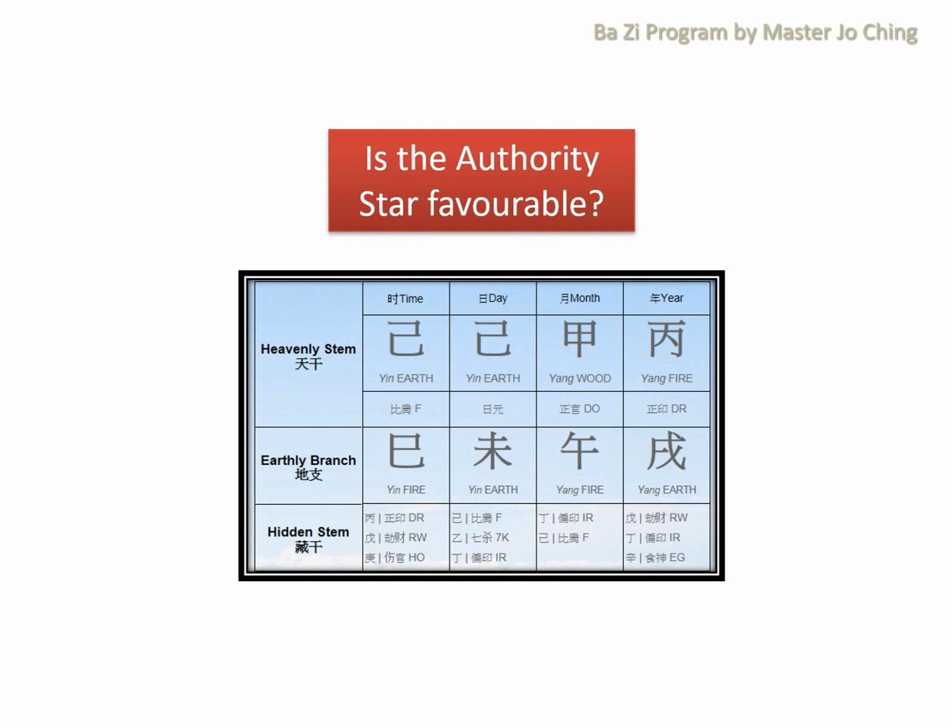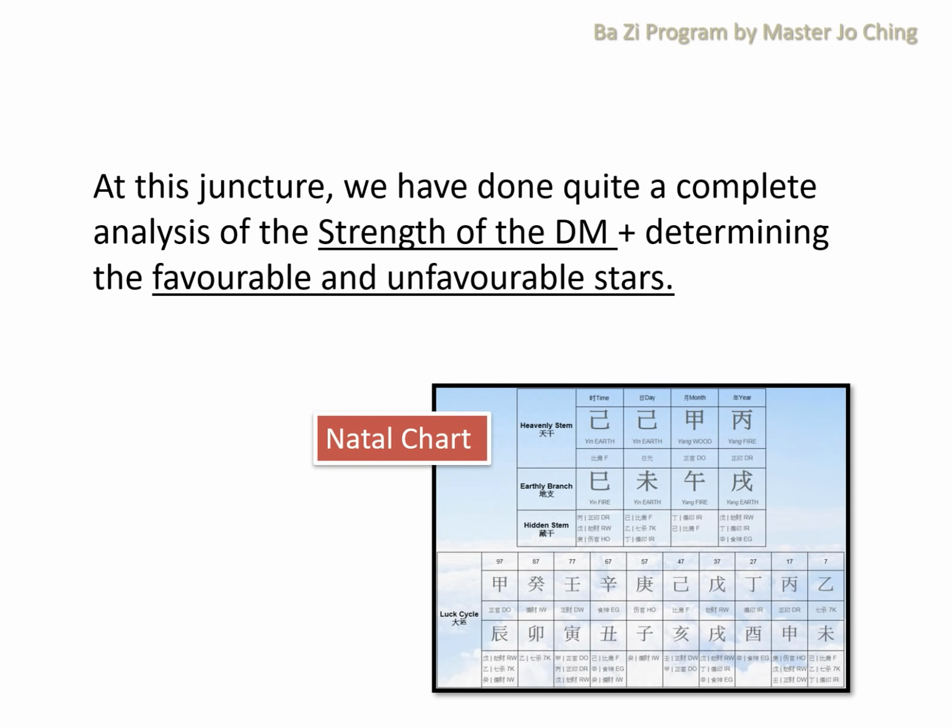And finally, is the authority star favorable to you or not? Like in this chart, this is DO, or can be 7K. And of course, authority star need not always be in the chart, remember. You can have 0 officer star in your chart, but you still can enjoy positive authority or DO or 7K star. Bear in mind. So at this juncture, we have done quite a complete analysis of the strength of the day master, plus determining the favorable and unfavorable stars. Am I right? So what you have tackled so far is the natal chart.